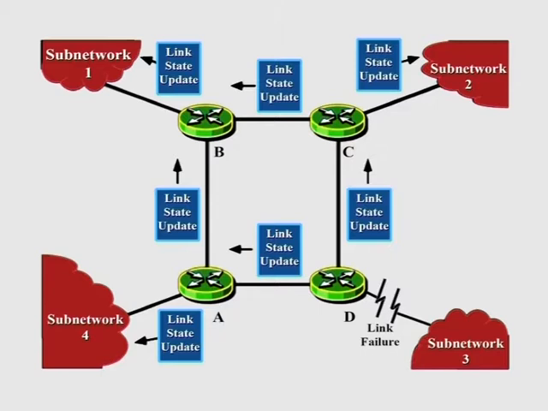Open Shortest Path First, that is OSPF, is an example of link state routing. Each node in the network has the entire information of the network. When any change occurs in the network, meaning if any node is added or goes down, the change is propagated automatically in the entire network through update messages.